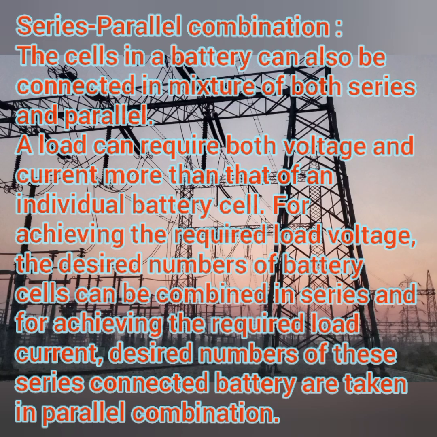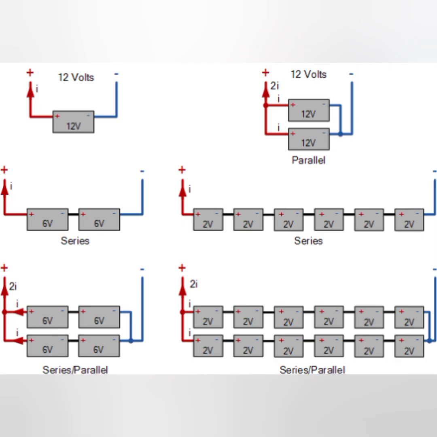So a load requires both voltage and current more than that of an individual battery cell. For achieving the required voltage, the desired number of batteries or cells can be combined in series, and for achieving the load current, the desired number of series connected cells are taken in a parallel combination. So this is how the series and parallel combination works. This is the example of your series, parallel and series parallel combinations.